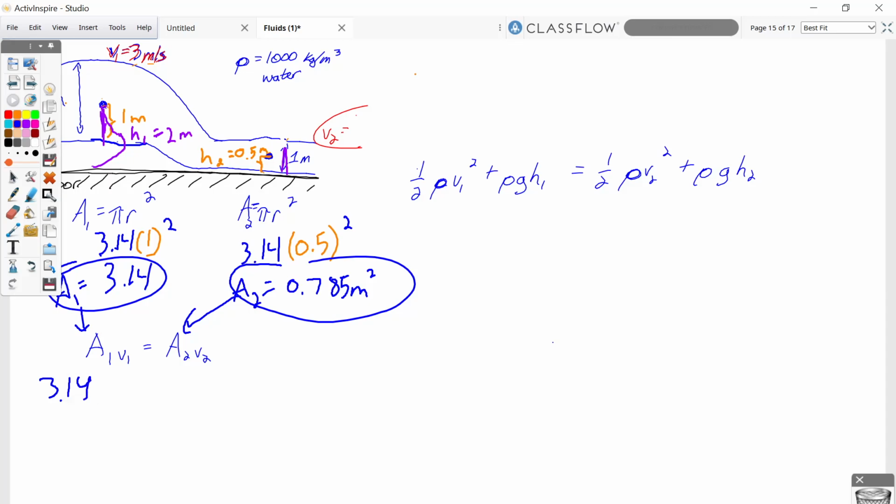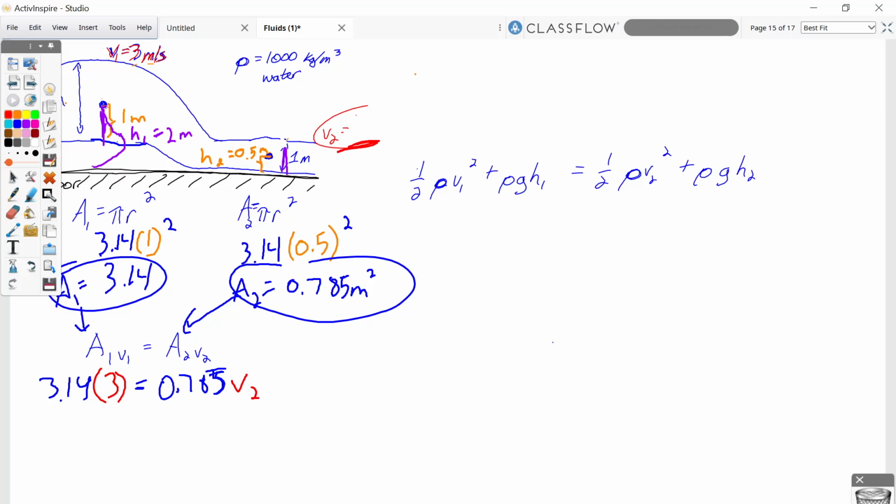3.14, 0.785. And then the velocity V1, we're actually getting it from here on the top. It says V1 equals 3 meters. So that's how fast the water is flowing out from that part. And we're going to solve for V2. Notice over here, we don't have a V2.